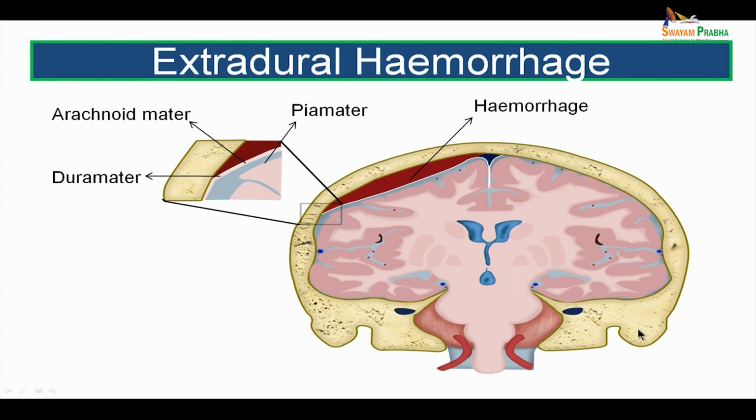The picture here shows us a coronal section passing through the cranium. These are the three layers of the meninges as seen in this magnified view, the dura mater, the arachnoid and the pia mater with the deep seated brain tissue. And this here is the collection of blood or hematoma in the extradural space due to rupture of the meningeal vessels and fracture of the skull bones. So, that is extradural hemorrhage.